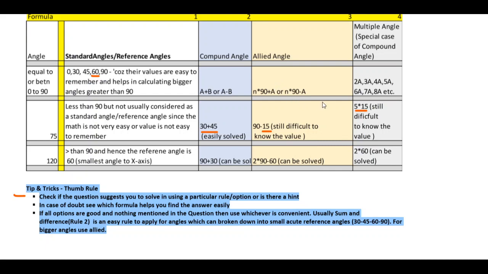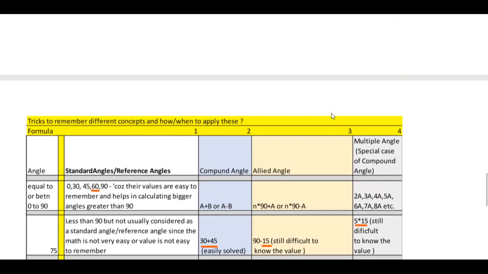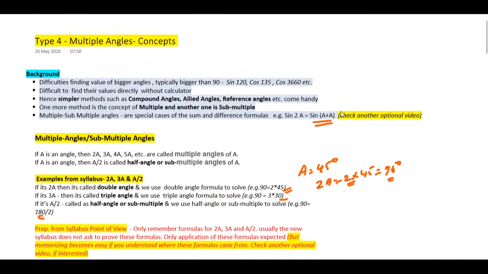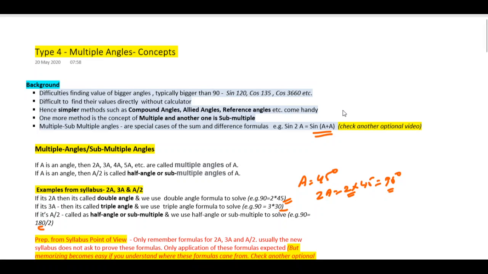So with that, I will wrap up this session on the concepts of multiple angles. And in the next session, which will be a fresh video, we'll talk about a couple of problems that came in the last 4 years, and we'll apply multiple angles and just see how easy it is to score the marks. Thank you.